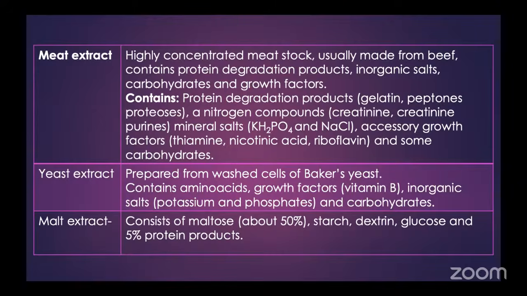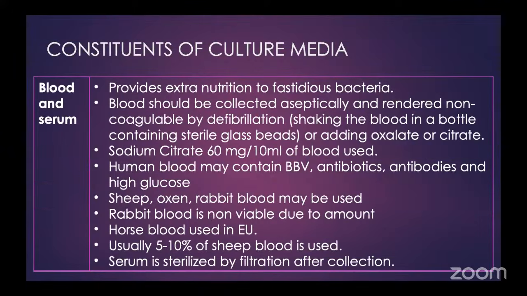Malt extract consists of maltose. What you see normally in children's food additives for milk, something like Bournvita and Horlicks, actually contains malt extract. It's maltose, so the majority of it is sugar. So remember when you give these additives to your children, remember how much sugar you're pumping in. It has about 50% sugar, it has starch, dextrin, and some glucose, and very little protein, only 5% protein.